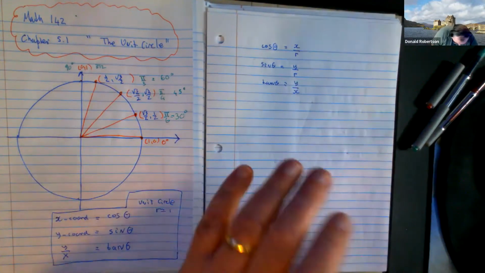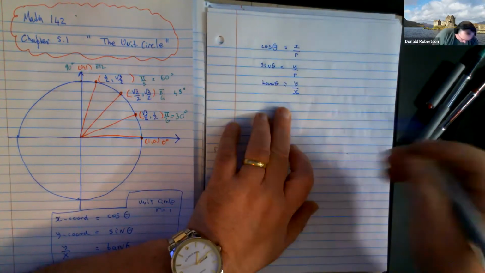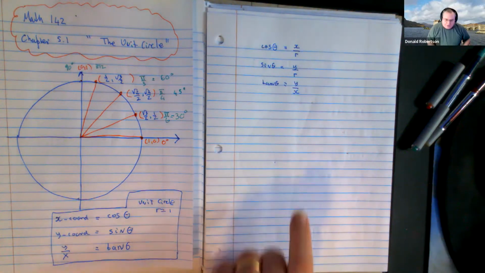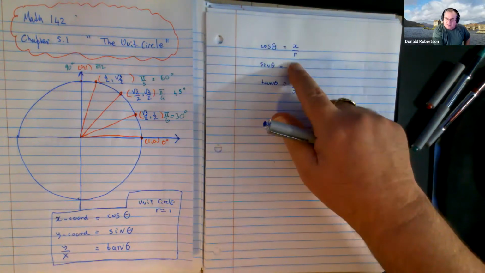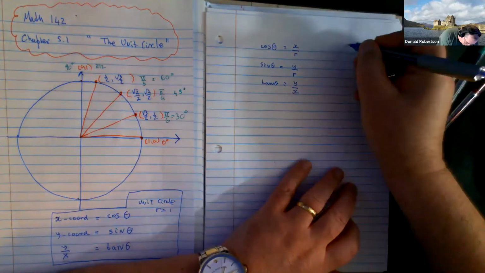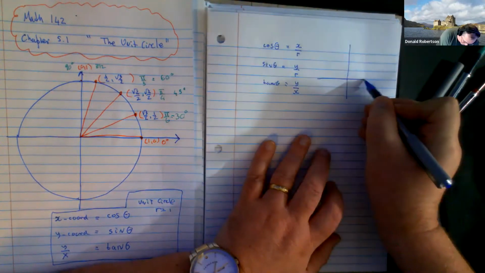Because, well, I guess it did have an r, but the r's get cancelled out with each other. The top one has an r, the bottom one has an r, they cancel out, and so the r's disappear. So far, so good. Now, I'm also going to tell you a thing that you should remember.